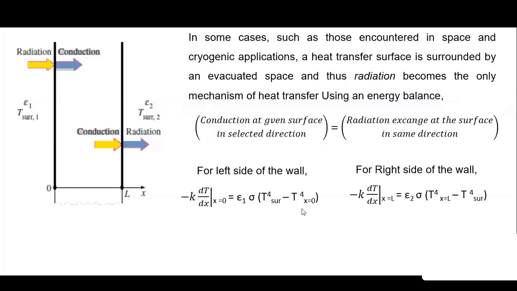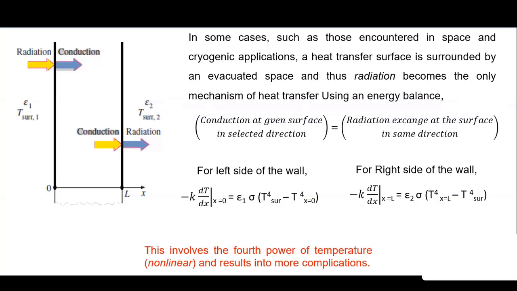For the right hand side, in the same way we can write. The only thing is that here T surrounding is higher, that's why it is taken first. Here T surrounding is lesser, so it is taken as the second temperature. The same convention which was used for the convective boundary condition is equally applicable to the radiation boundary condition.